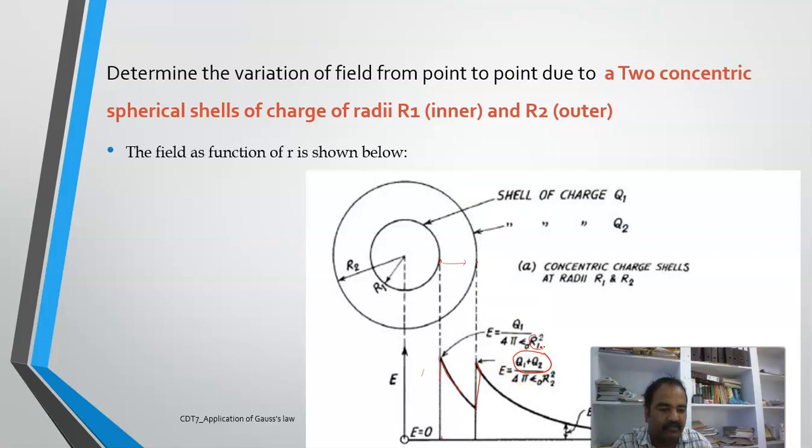So even though this value decreases, since there is an addition of charge, it will again peak, and then again it will be decreasing. So this is the representation of electric field intensity.